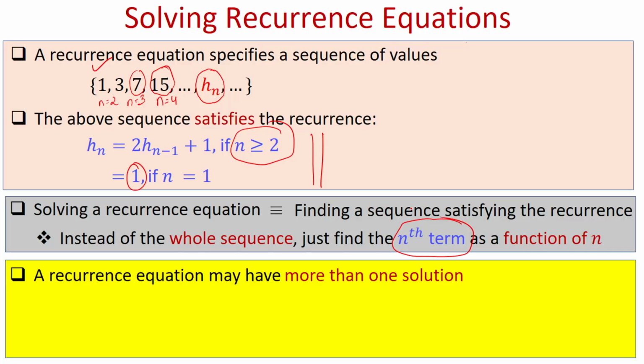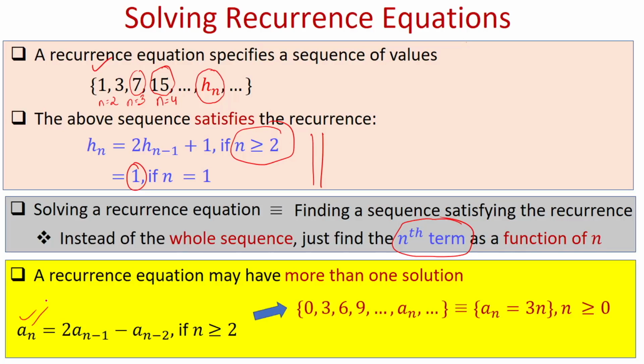It turns out that a recurrence equation may have more than one solution. So for instance, take this recurrence equation: I'm talking about an infinite sequence where the nth term is the difference of twice the previous term and the previous to previous term, for all n greater than or equal to 2. That means from the second term onwards, this sequence has this recurrence condition satisfied. Now, my goal is to find a possible infinite sequence whose nth term has this characteristic for every n greater than or equal to 2.